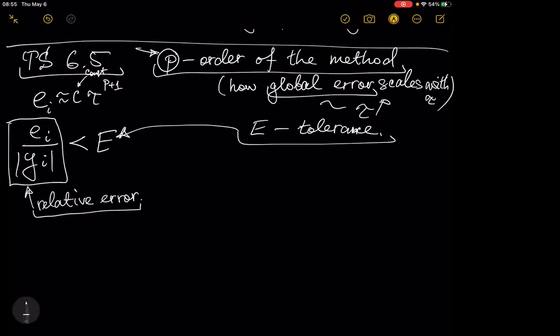So tolerance is the required maximum error on the step. For example, if I want to compute my solution up to 3 digits after the decimal point, it means my required tolerance has to be of the order of 10 to the minus 3, 10 to the minus 4, right? Clear or not?